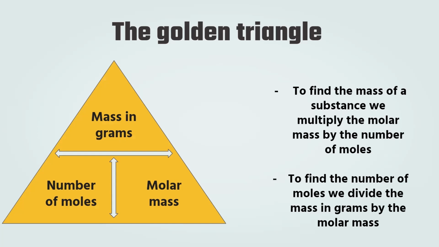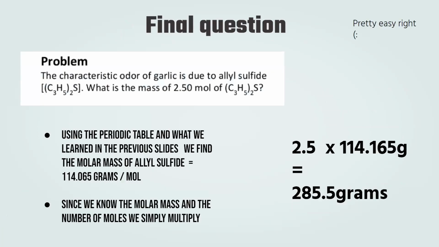Now let's go to the number of moles. Think of the line to the right of the number of moles as an equal sign. What is the triangle telling you? That the number of moles is equal to the mass in grams over the molar mass. Now let's go to molar mass. What is the line on the left telling you? It's telling you that the molar mass is equal to the mass in grams over the number of moles. It's a very easy triangle to use, and if you memorize it, it will help you a lot. Okay, now let's move on to the final problem.